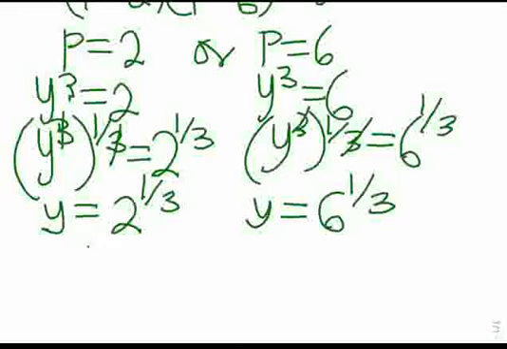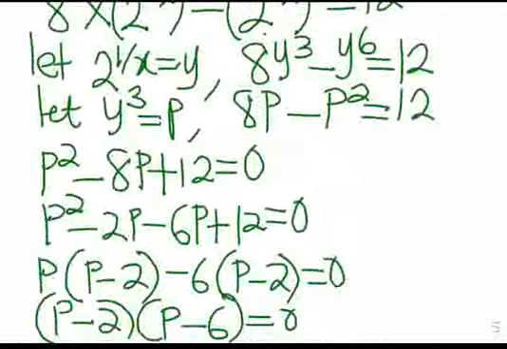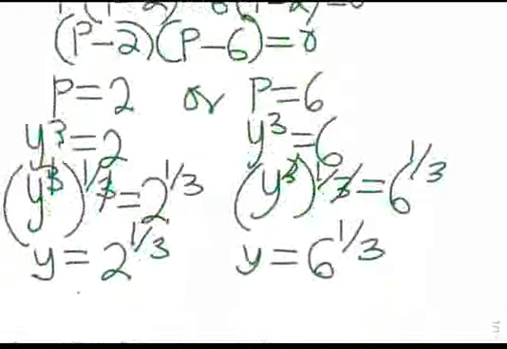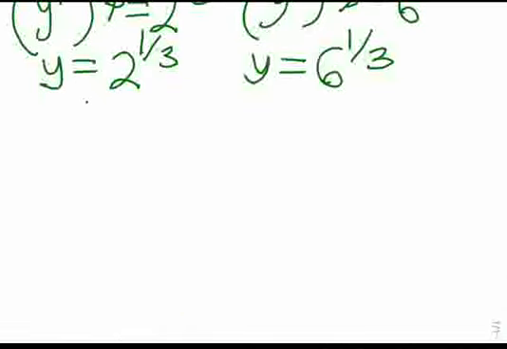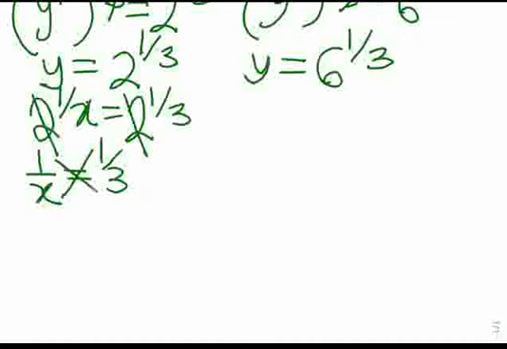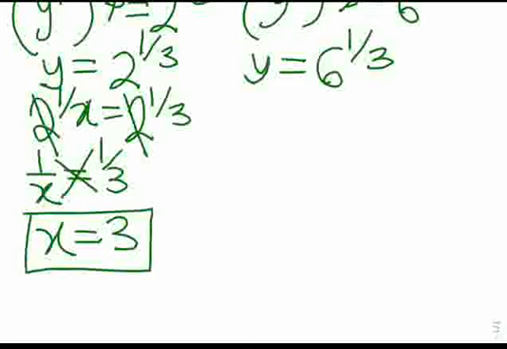But then I am asked to solve for x. Can you remember from here where we said 2 raised to the power 1 over x is equal to y? So 2 raised to the power 1 over x is equal to y from here, and y is 2 raised to the power 1 over 3. Cancelling the 2 on both sides, 1 over x is equal to 1 over 3. When you cross multiply, the value for x from here will be equal to 3.